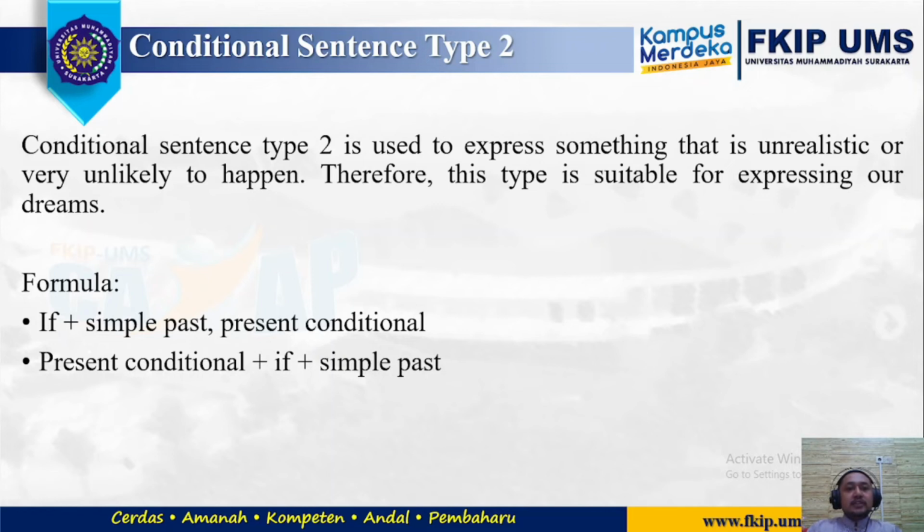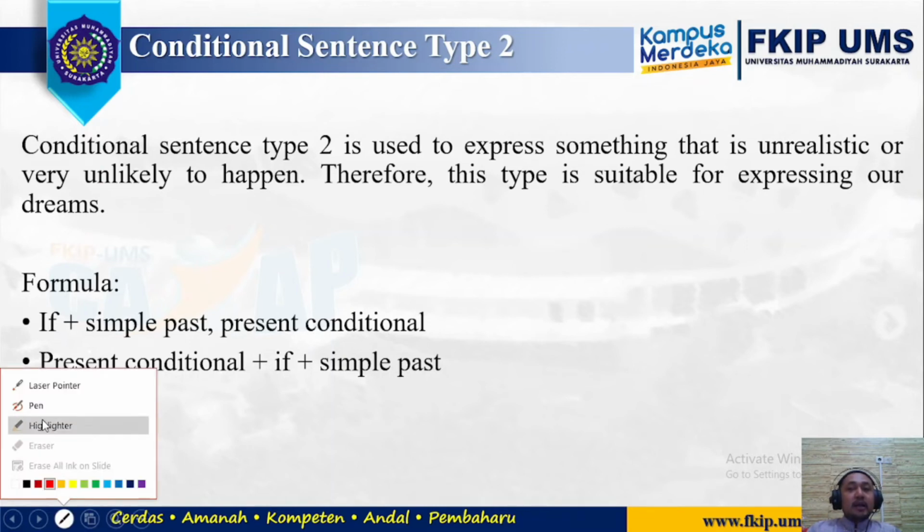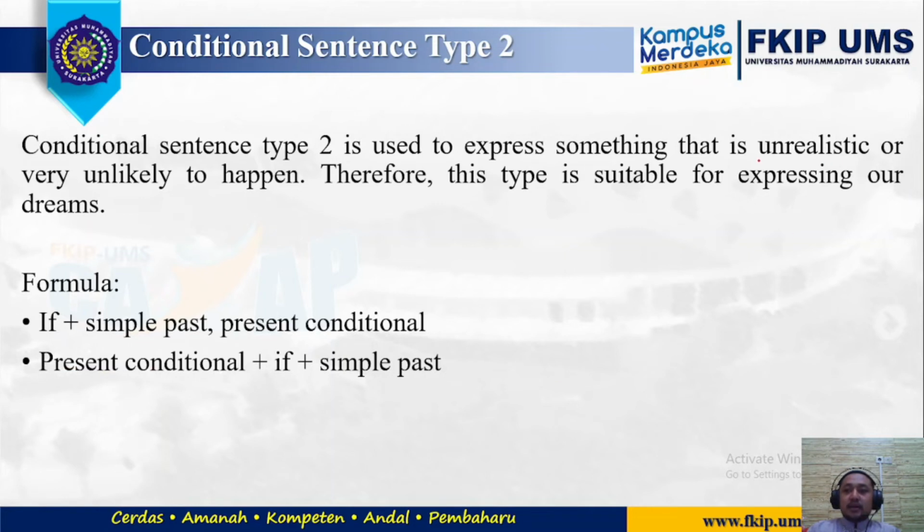So this is conditional sentence type 2. Usually it is used to express something that is unrealistic or very unlikely to happen. So here is the key point: unrealistic and also very unlikely to happen. So it's something like impossible. That's why when you use conditional sentence type 2, we are talking about something unrealistic. The formula is: if plus simple past, and present conditional.